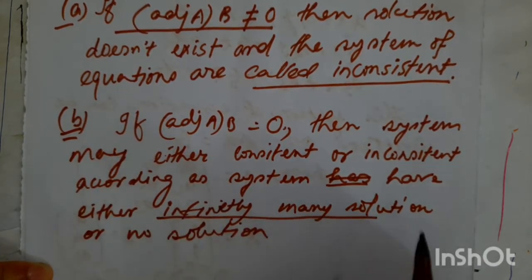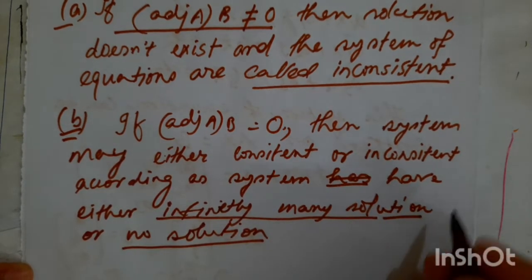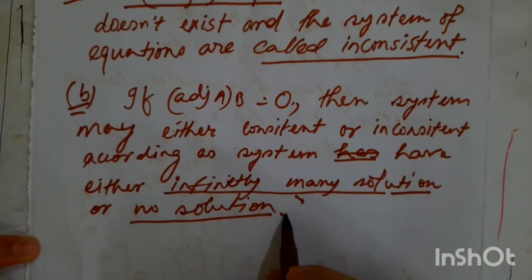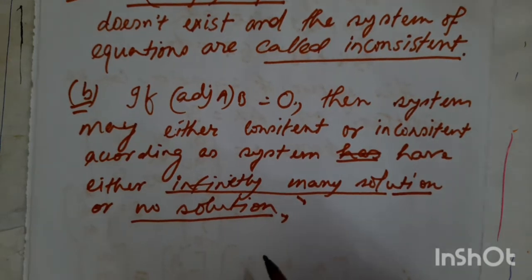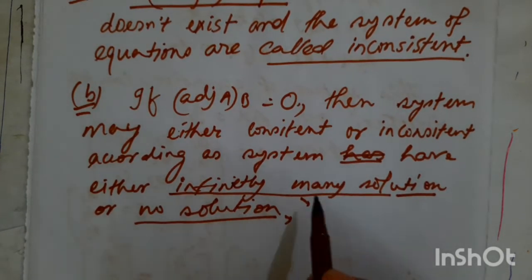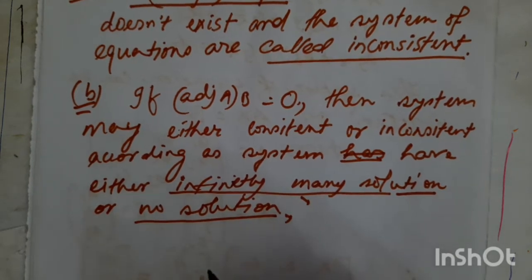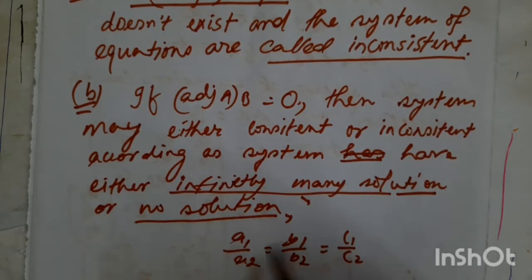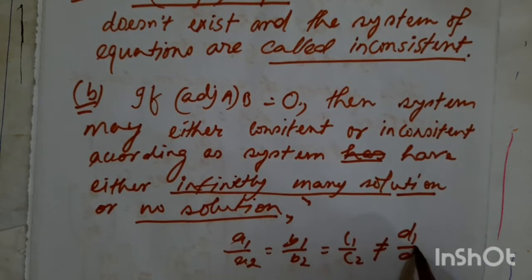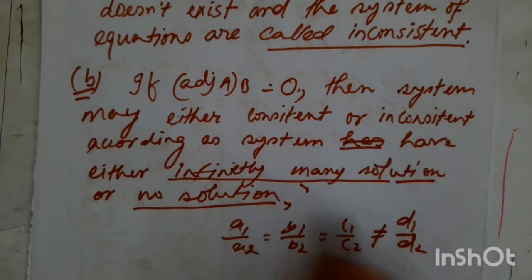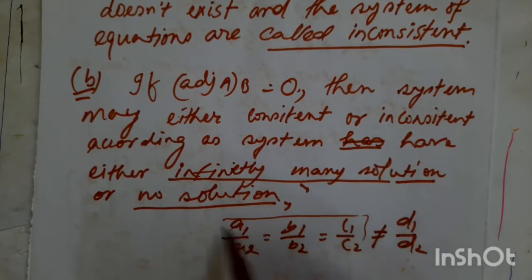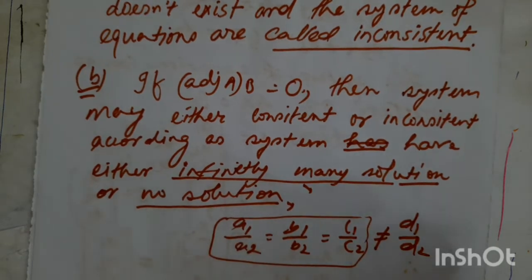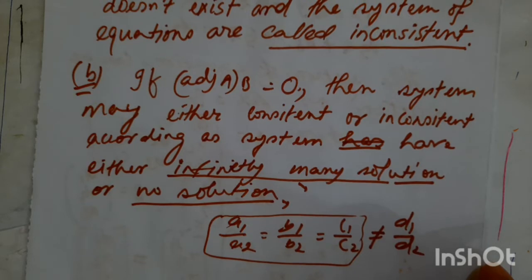What was the condition for infinitely many solutions and no solution? In a system of equations, how can we define these two terms, infinitely many solutions or no solution? You learned this in class 9. What is the condition? A1 by A2 equal to B1 by B2 equal to C1 by C2. If all of these are equal, and not equal to D1 by D2, then these equations have infinitely many solutions or no solution.